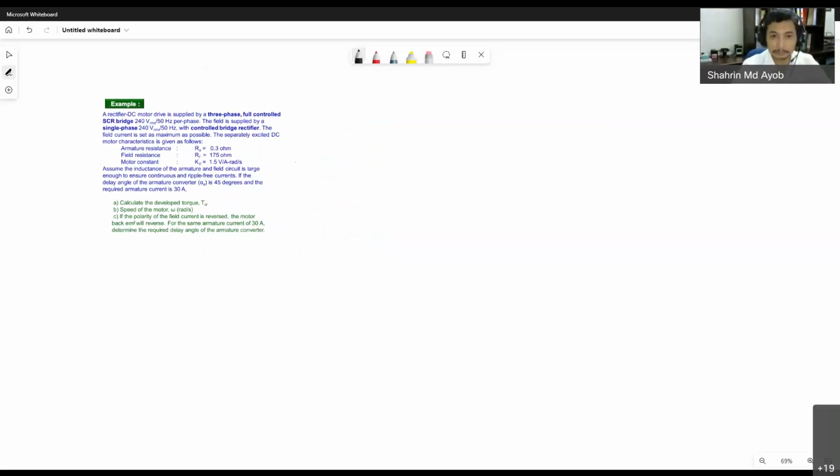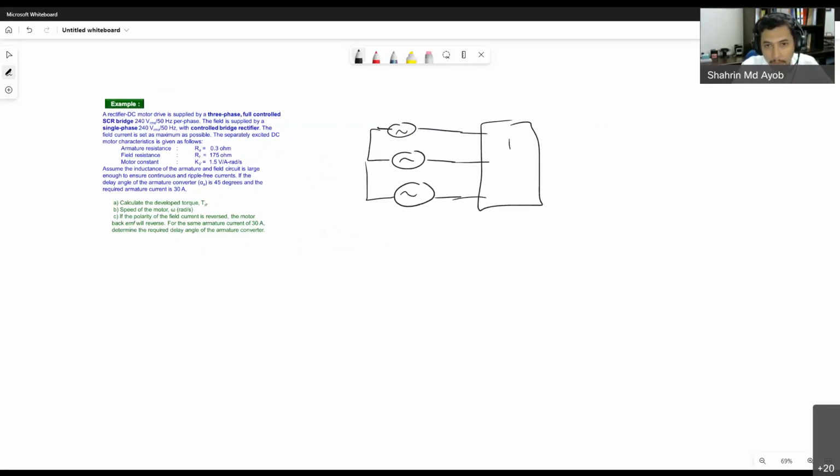So if I draw my circuit, three phase. Usually for the supply, for the generator, we use a Y connection. And then this is a control SCR. And then we can draw our motor model, which is RA is 0.3. So RA 0.3, and you have your back EMF, which is EA here.